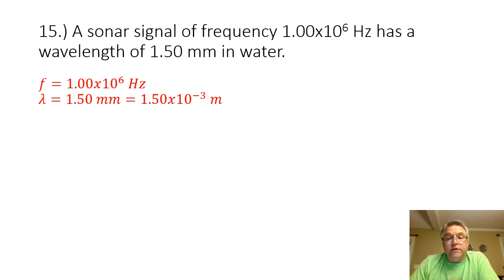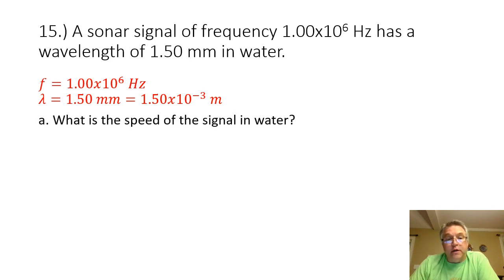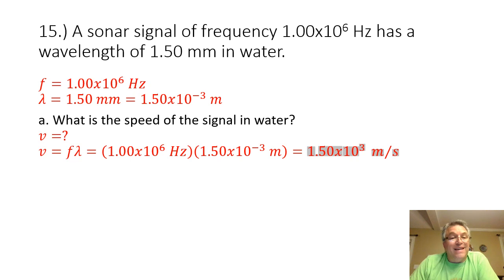The first thing I want us to find in this problem is what is the speed of the signal in water. So we are looking for the wave speed. I know the wave speed is equal to the frequency times the wavelength, and I'm given both of those values, so I just simply multiply them together. 1.00 times 10 to the 6th hertz times 1.50 times 10 to the minus third meters is going to give me a wave speed of 1.50 times 10 to the third meters per second.